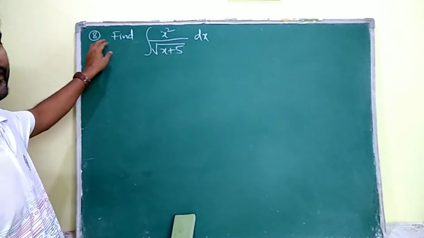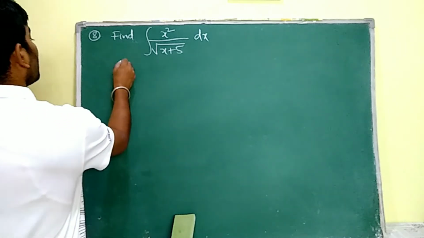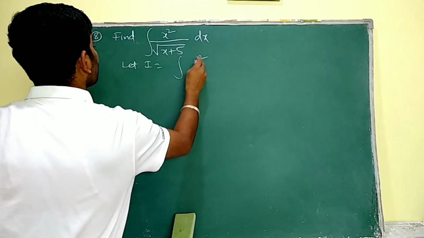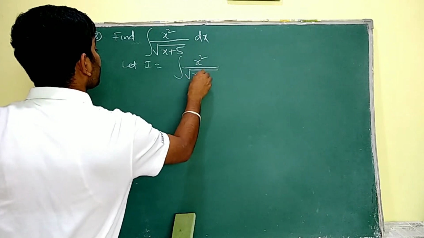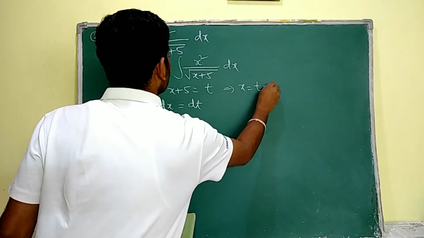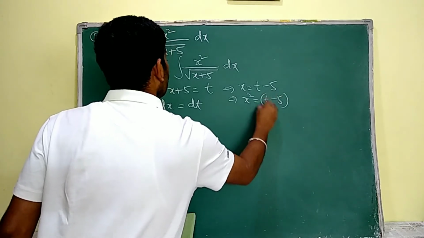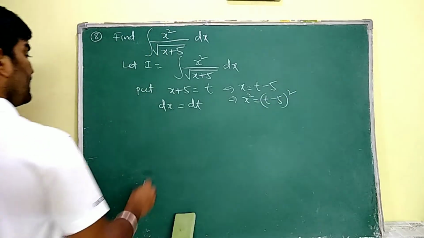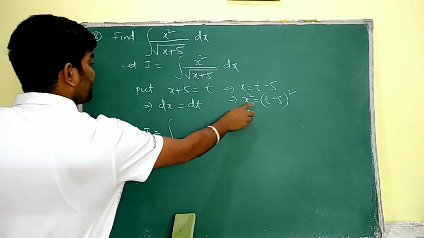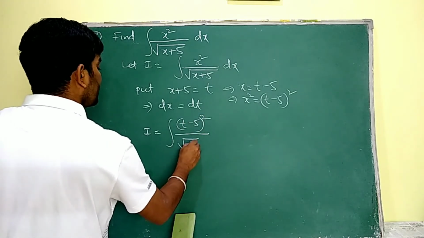See, here he asked us to find the integral x square by root over x plus 5 dx. Let I be equal to integral x square by root over x plus 5 dx. Now, this implies x is equal to t minus 5 and x square is equal to t minus 5 whole square. I am going to write this I value as integral x square, meaning t minus 5 whole square by root t dt.